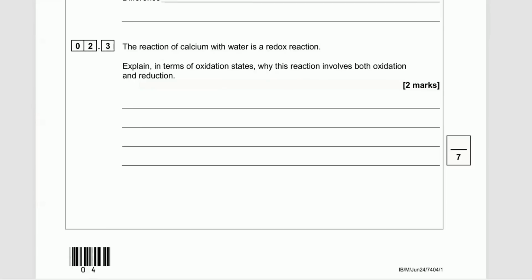2.3, the reaction of calcium with water is a redox reaction. Explain in terms of oxidation states why this reaction involves both oxidation and reduction. So what we want to do here, guys, we want to write this one out. So this is typical. It's just a group 2 hydroxide reaction. This should be dead simple for you guys because you probably know your group 1 ones from GCSE. So H2O, which is a liquid, it's going to form calcium hydroxide like this.